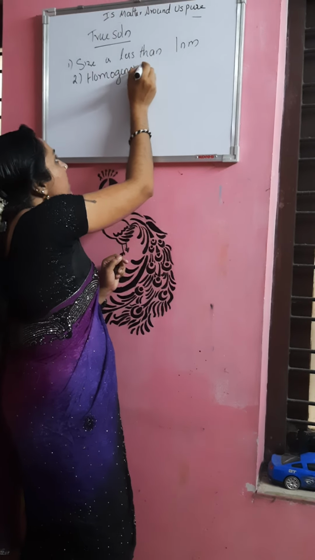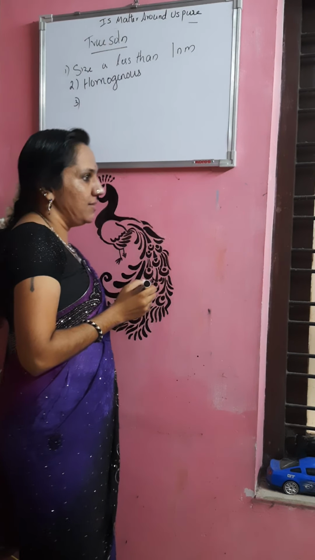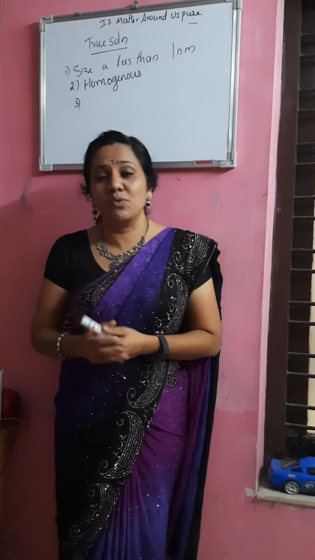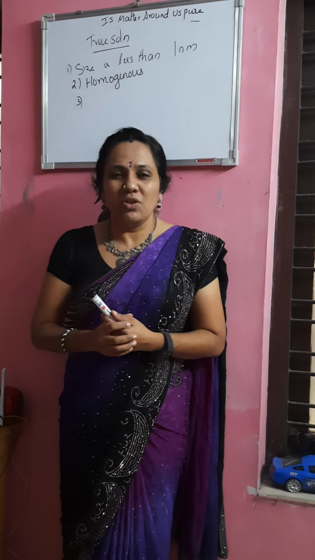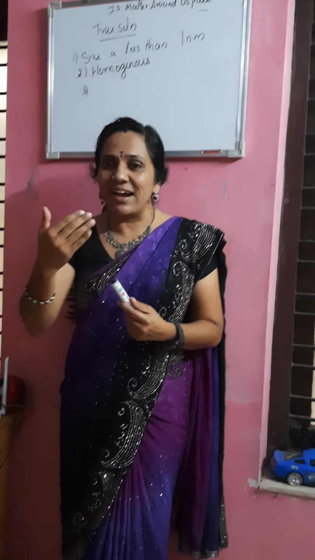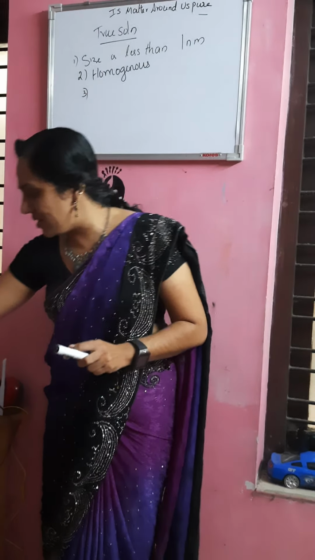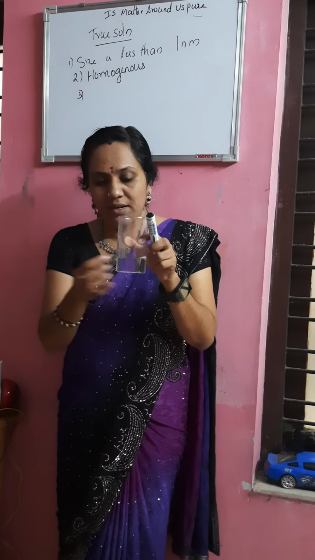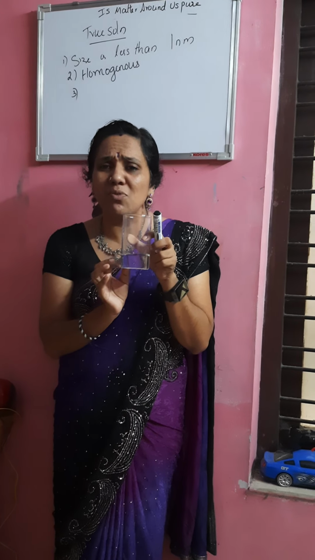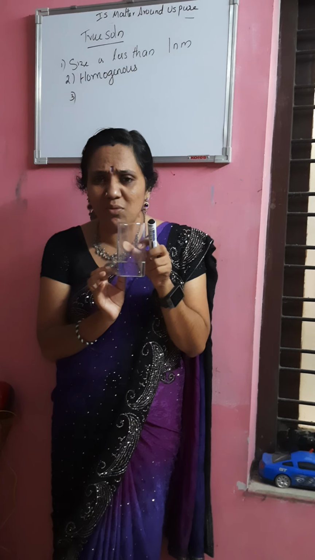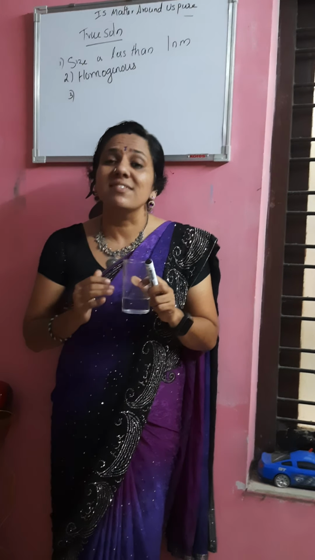Then the third property is that the particle size is too small, so they don't have the power to scatter the light falling on it. For example, if light falls on it, the solute particles are too small. Its size is less than 1 nanometer. So they are not able to scatter the light.